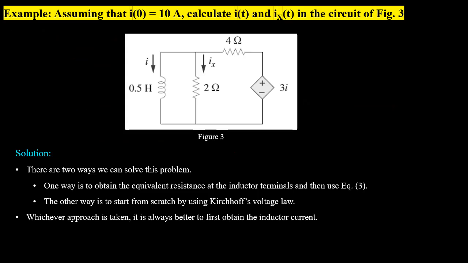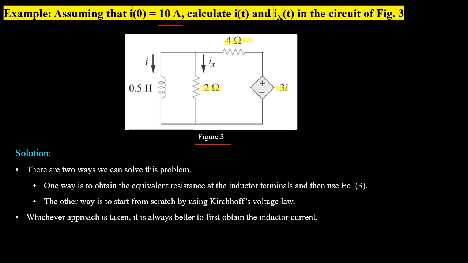Now in the given example, for the circuit in figure 3, assume that the initial current through the inductor is 10 amperes and you have to calculate I of t, which is the current through the inductor, and Ix of t, which is the current through the 2 ohm resistor. Now the given circuit has two resistors, one inductor, and one dependent voltage source. This circuit can be solved by two methods.